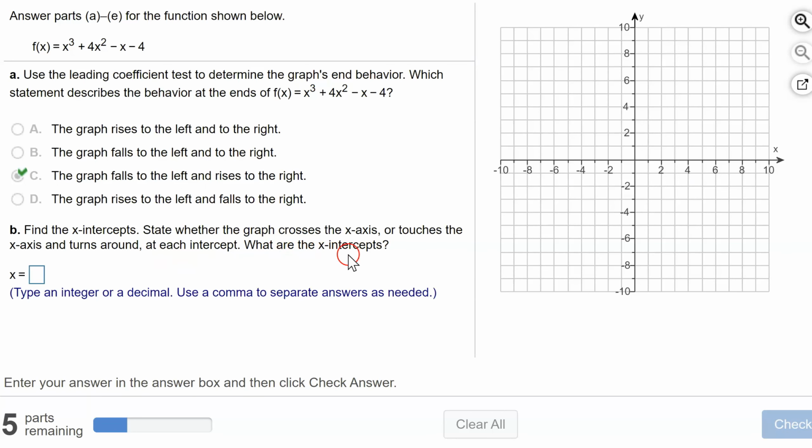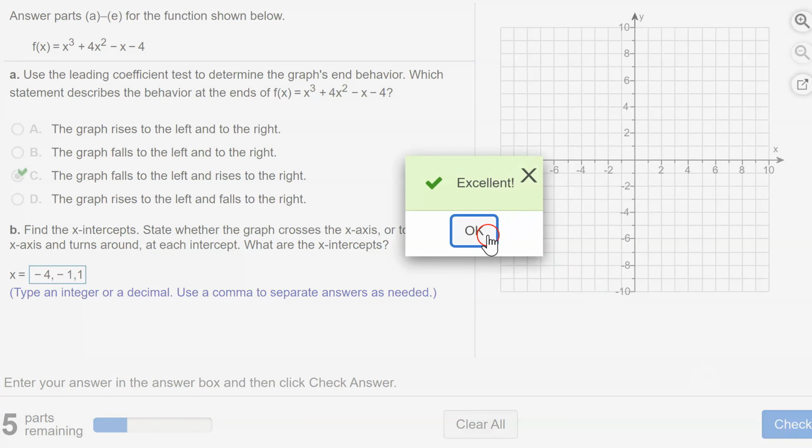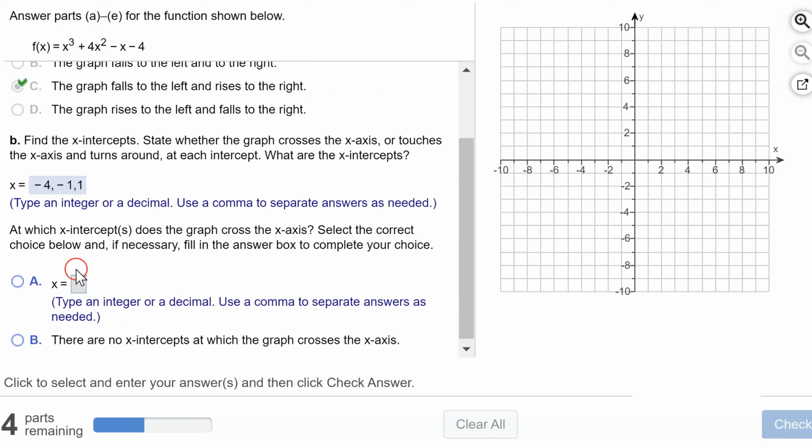So now let's go back to my MyMathLab. So now I'm ready to put in my x-intercepts. I need to type an integer or decimal and use a comma to separate the answers. So I'm going to put in -4, -1, +1. Check the answer. Got that part right.